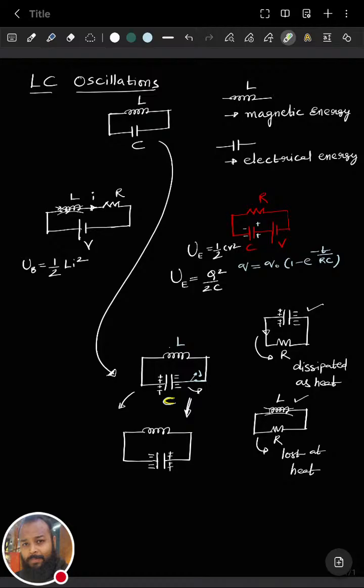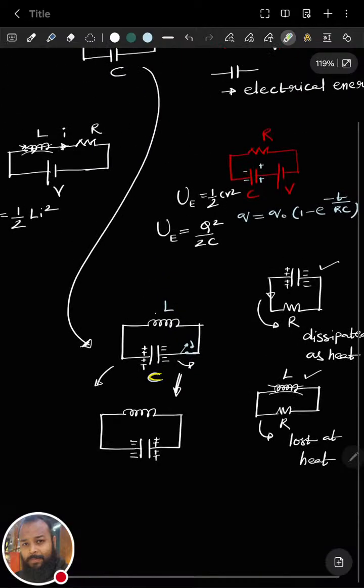Did you understand the introduction given so far? Let me know. We haven't started LC oscillation yet. I was just giving you the introduction that with a resistor, whenever current passes through the resistor, heat is lost. Whenever current passes through resistor, heat is lost, in this case of LR and also in this case of CR. Now LC oscillation is slightly different. Here there is no loss, right? So we'll see what happens here.